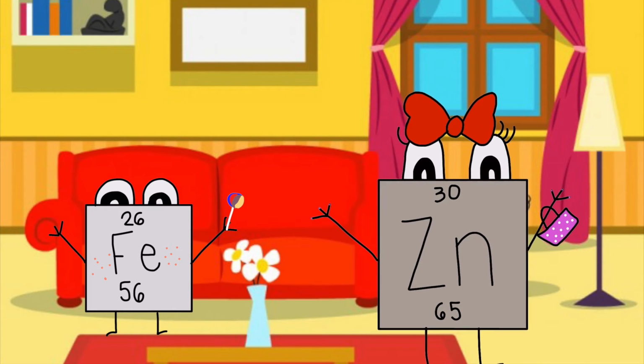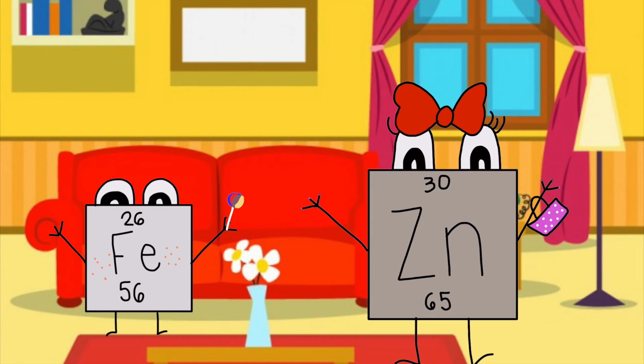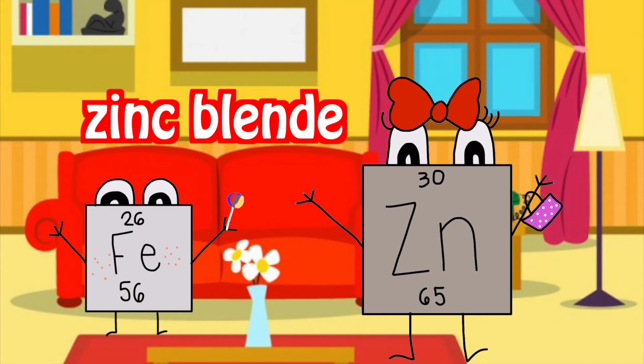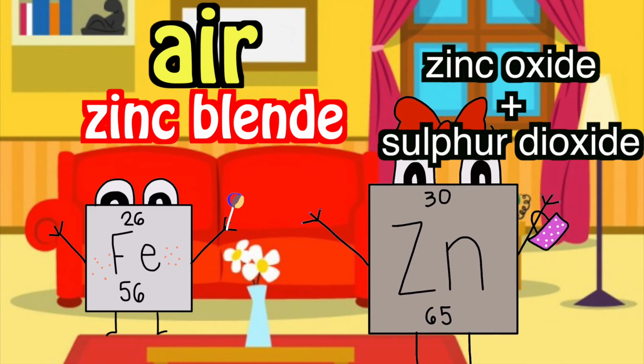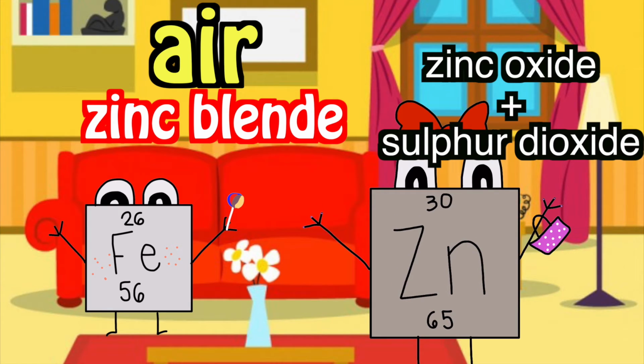Love you. Zinc is extracted from zinc ore, which is called zinc blende. Zinc blende, roasted in air, gives zinc oxide plus the poisonous sulfur dioxide.